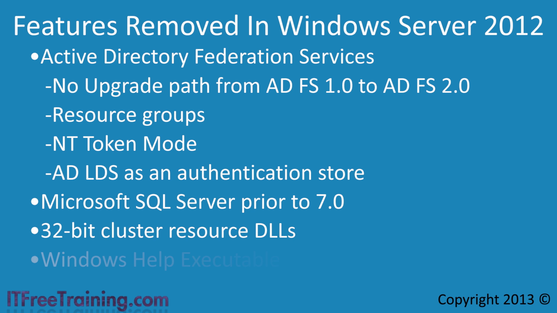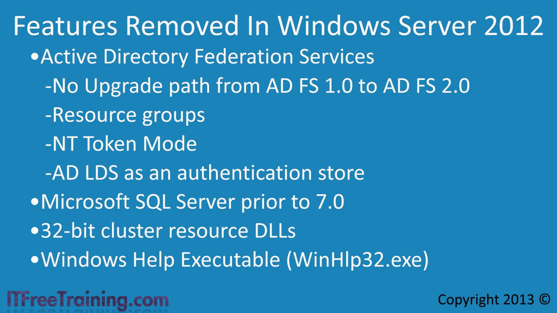The last feature that has been removed is the Windows Help executable. This is used to read help files created using the old Windows Help file format introduced in the first version of Windows. The replacement, CHM files, was first introduced in 1997. This will only be a problem if you are using old software that has old help files.